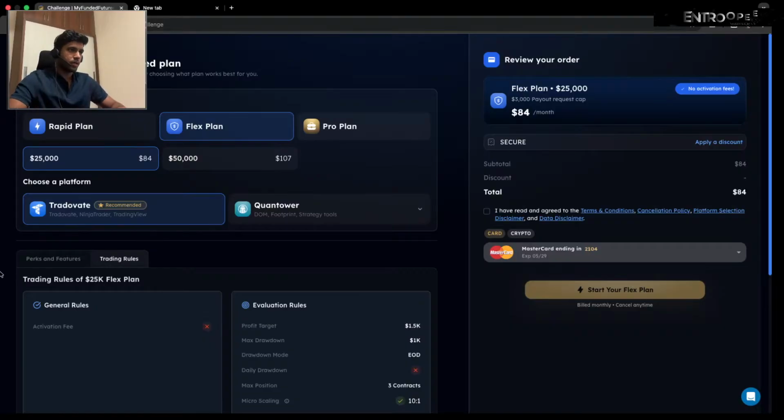So usually what happens is every month end, if I do not have an account, I come down to MFFU's page here, myfundedfutures.com/challenge. And here you can purchase three kinds of plans. First one is a rapid plan, then they have a flex plan, there's a pro plan as well.